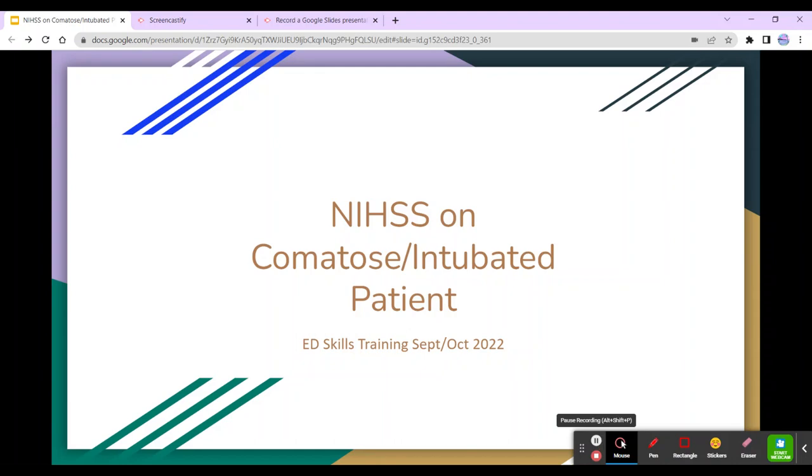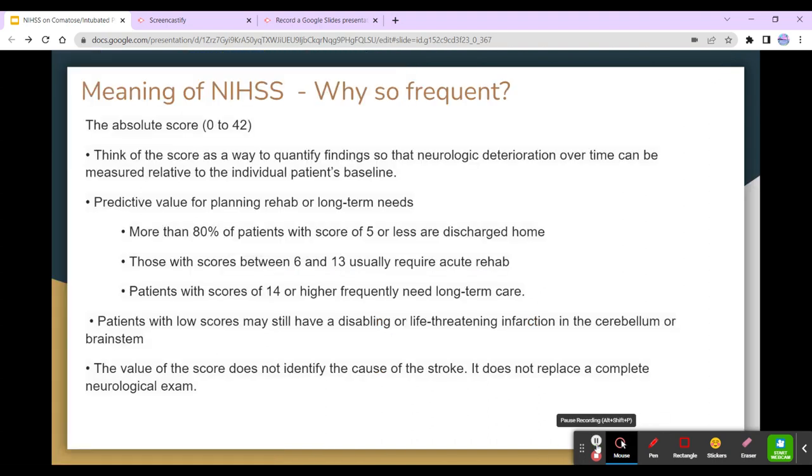Good morning. Today we're going to talk about the NIH stroke scale on a comatose or intubated patient. First, we're going to start off with a little background. The meaning of the NIH stroke scale. Why are we doing it so frequently and what does it really mean?